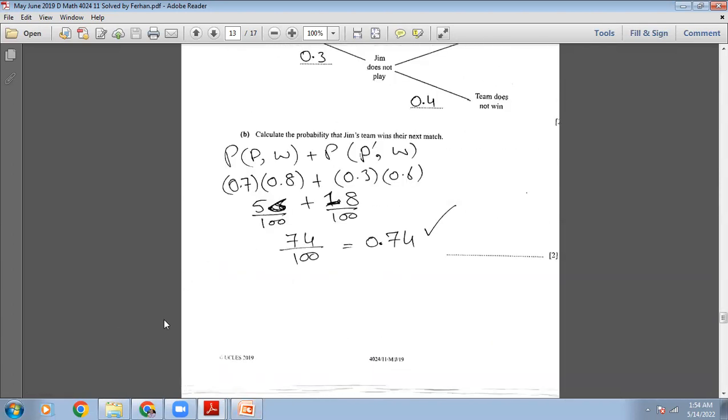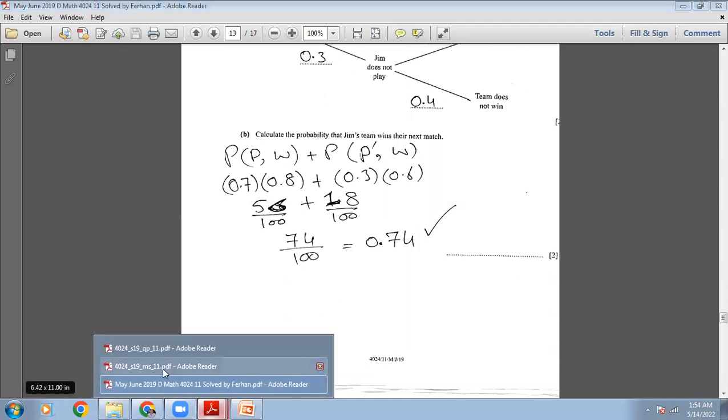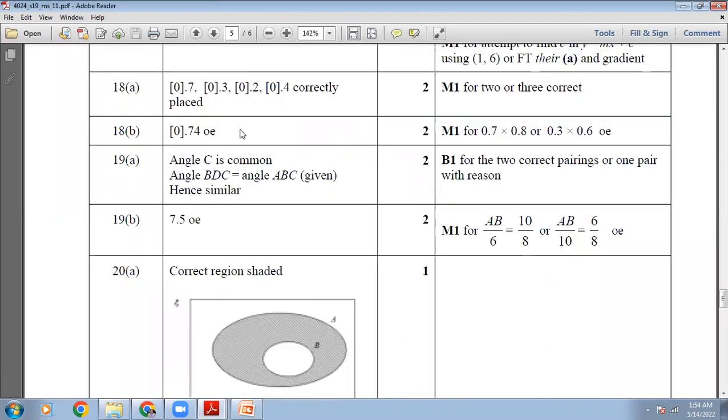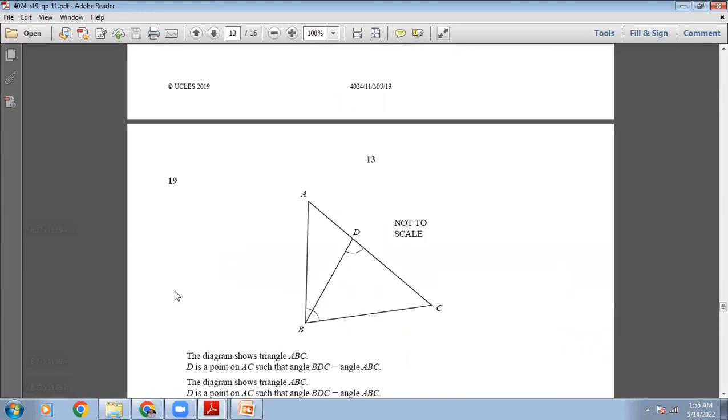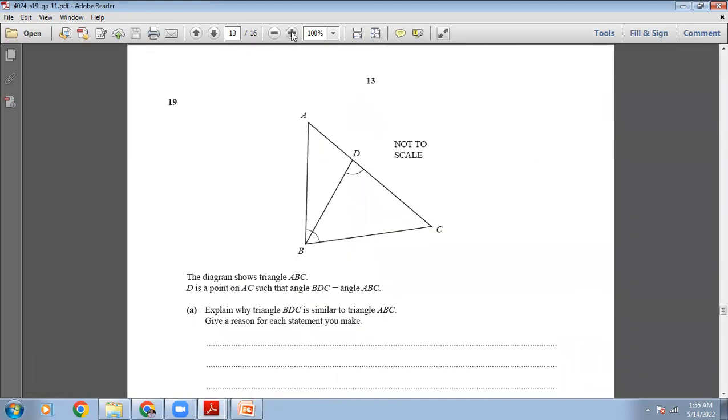So that is question number 18. Let's have a look at the marking scheme. 0.74 is the final answer. The A part is also showing up. Our answers are right. I have already checked. Okay, so we are going to the next part.